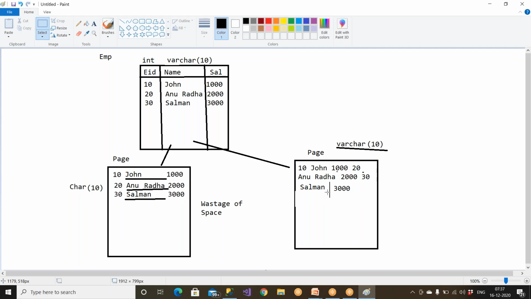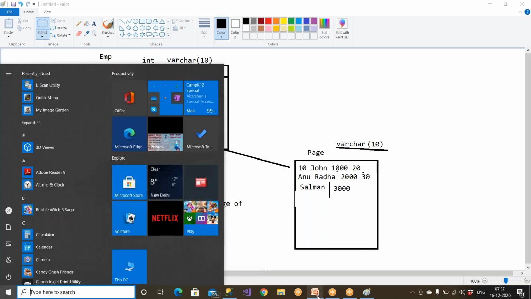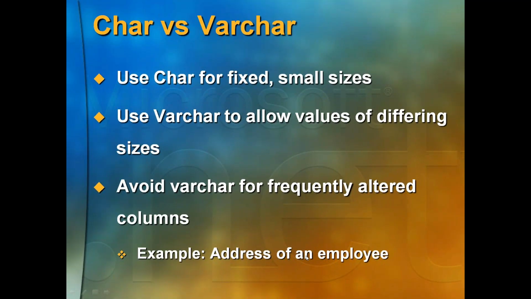So because of this, varchar is not so good for the updated columns. Clear? So this is the point I was talking about, especially for the address. If there is an address column, don't say varchar 500.